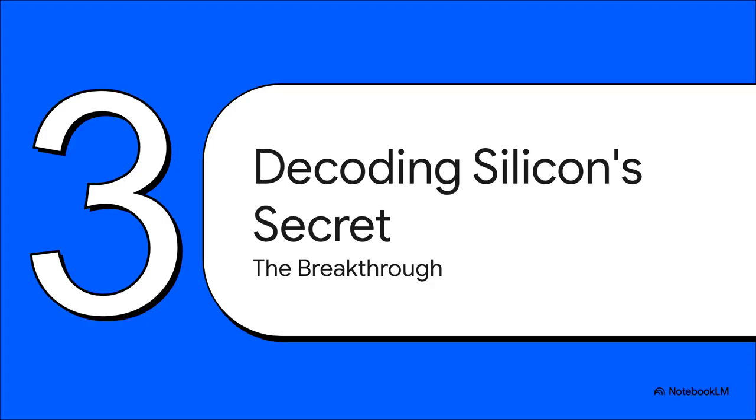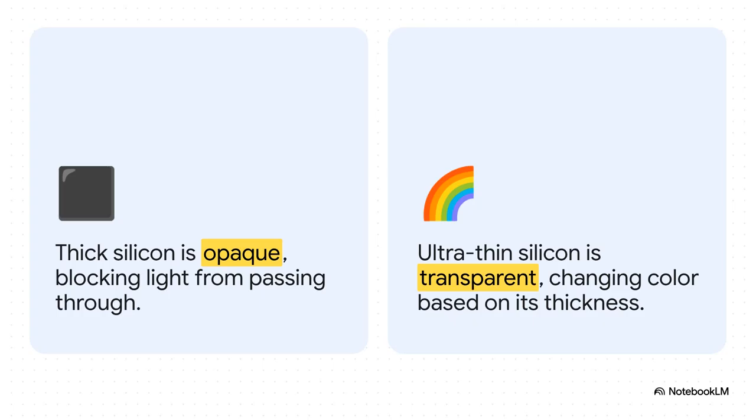But then, the breakthrough. The key wasn't to go out and build a better, fancier ruler. Nope. It was to decode a secret that silicon had been hiding all along. So here's the core idea, the big aha moment. You and I think of silicon as that gray, solid, opaque material, right? And it is, when it's thick. But if you slice it down to just a few microns, that's way thinner than a human hair, something really amazing happens. It actually becomes transparent.